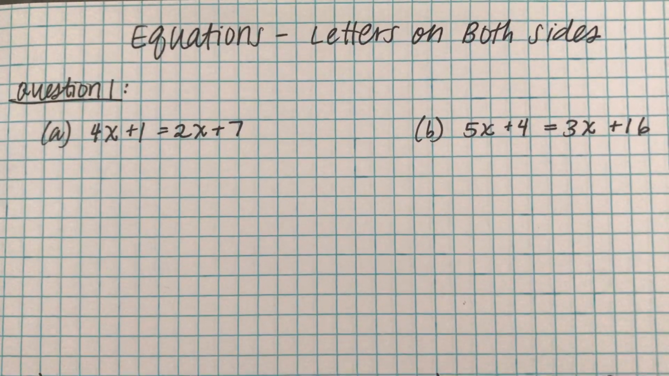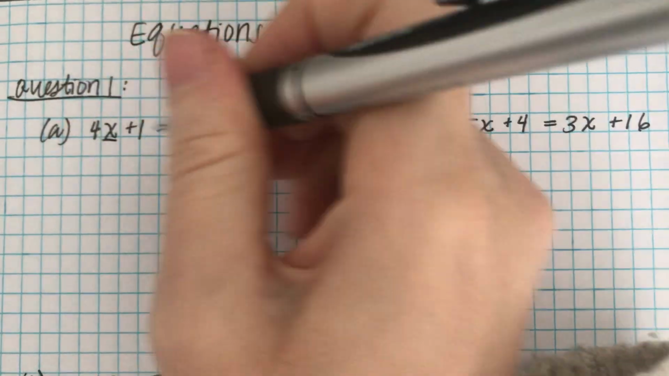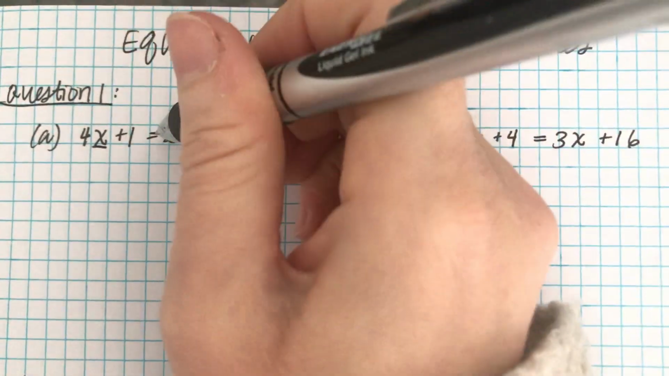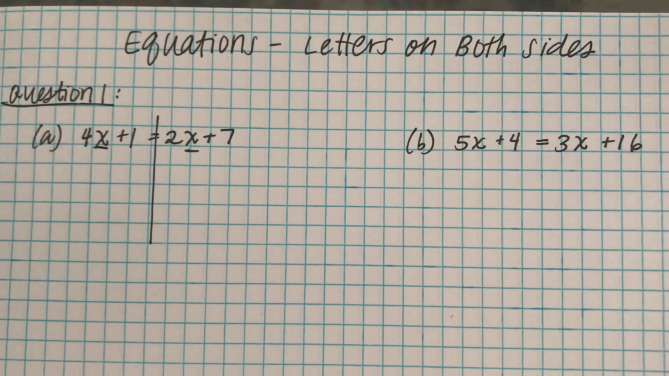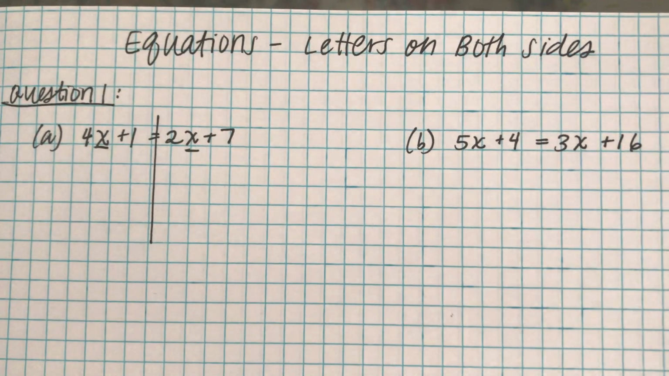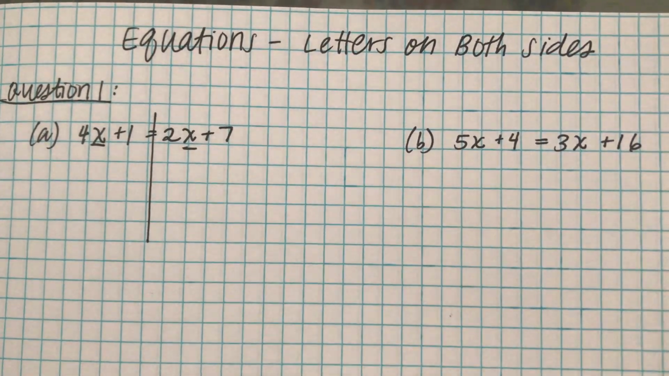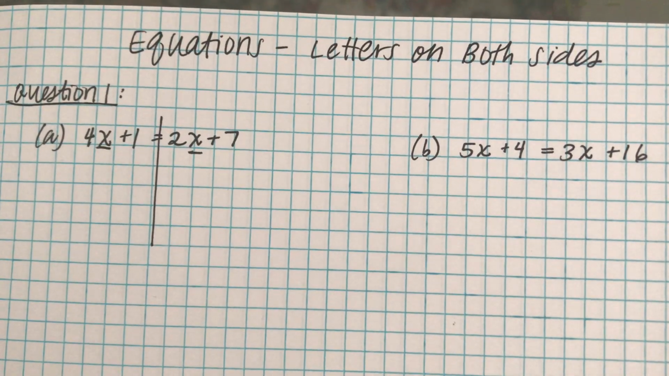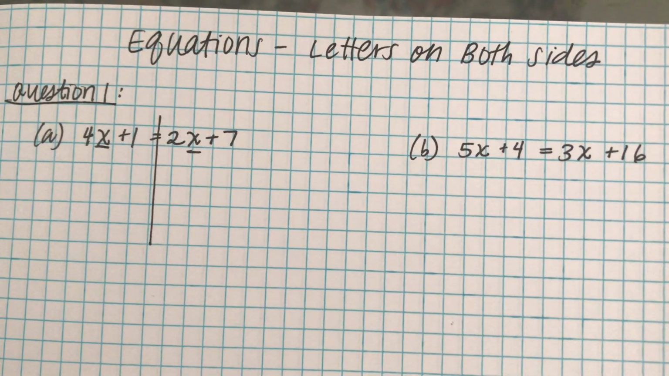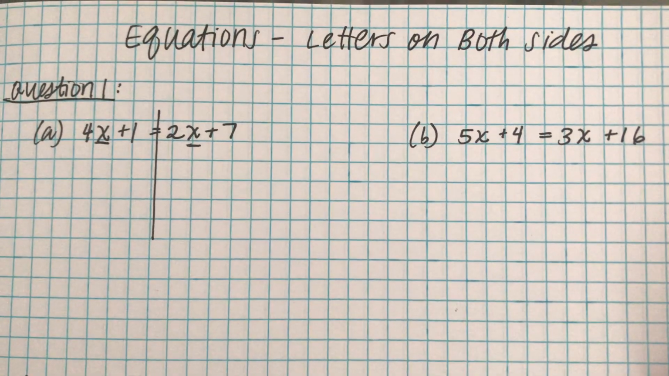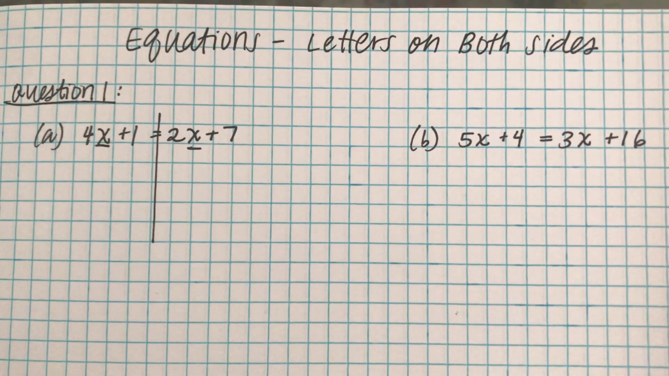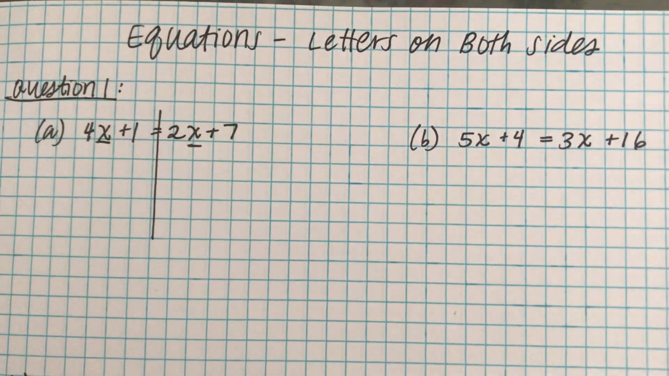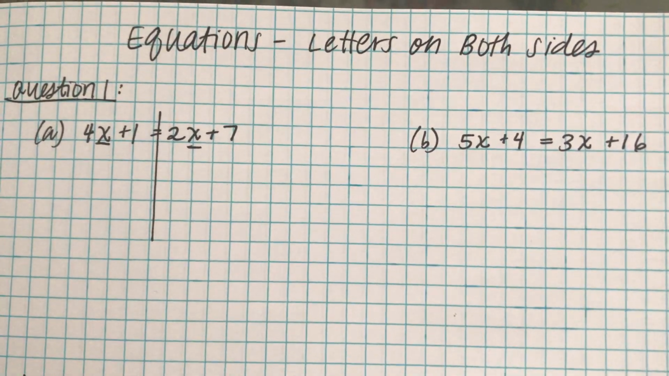Alright girls, we're getting into equations that start off with letters on both sides of the equation. So really these will follow the same steps that I've been using beforehand, but we will have one extra step at the very beginning to make sure that we are able to group the letters on the same side of the equation. So that's the goal to start, is to make sure that you group all of the letters to just one side of the equation.